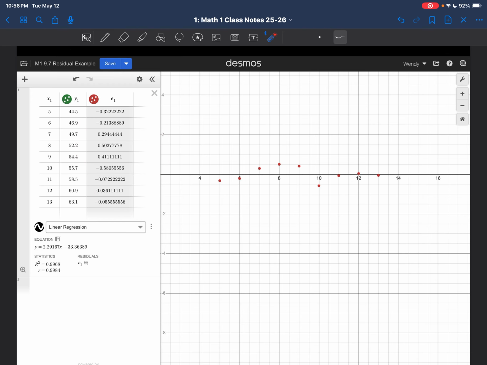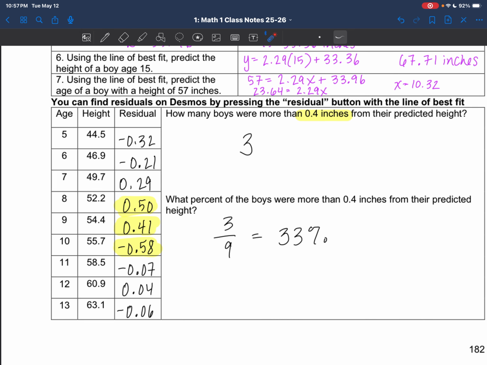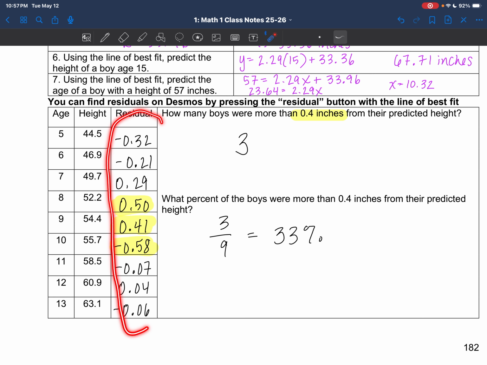And then what we're going to do is we're going to round all of those and put those in on our table here. Once you know how far away it is from the line of best fit or your predicted values, then you can go ahead and analyze it even more. So it says how many boys were more than 0.4 inches. And it's okay if it's negative, because it's a distance. So we've got 0.5 here, 0.41 here. And again, it's okay that this is negative because it's still 0.5 away from your line of best fit from the predicted.